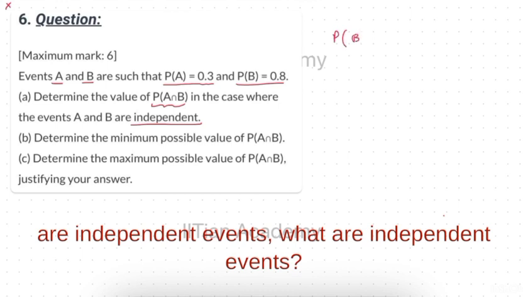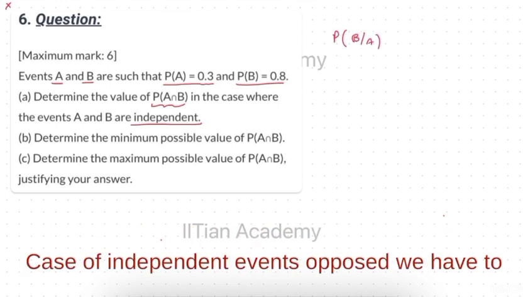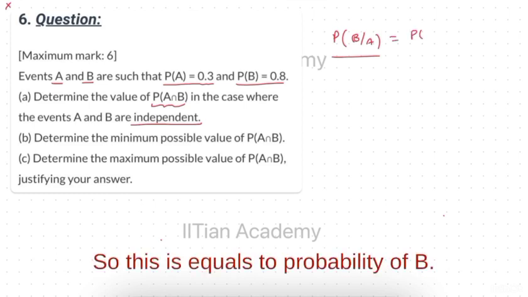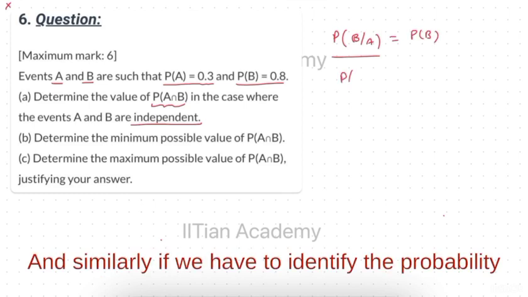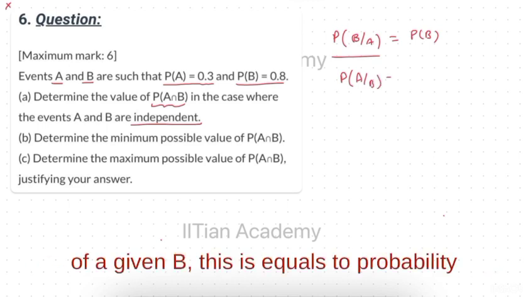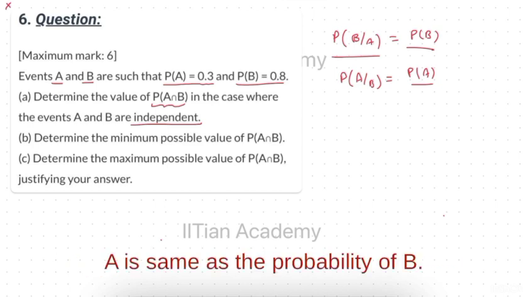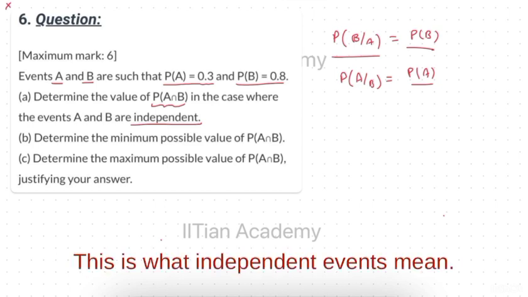What are independent events? In the case of independent events, the probability of B given A is equal to the probability of B. Similarly, the probability of A given B is equal to the probability of A, such that the probability of B given A is the same as the probability of B. This is what independent events mean.